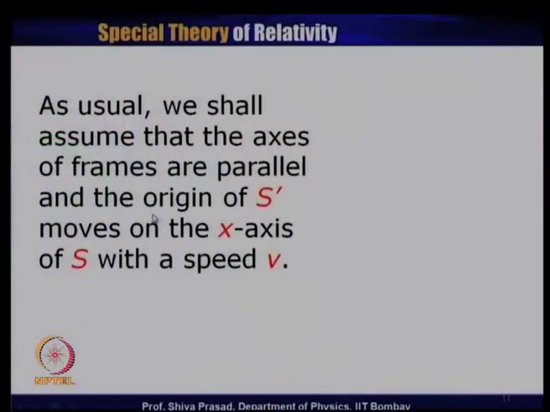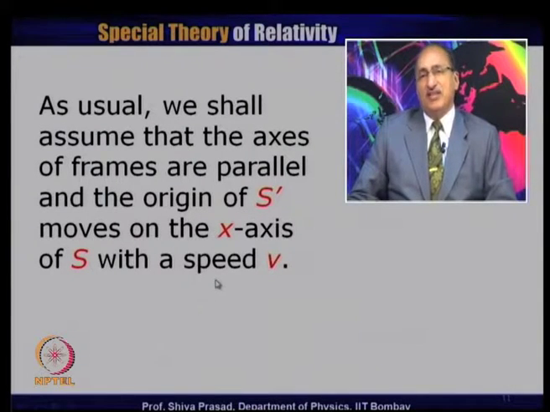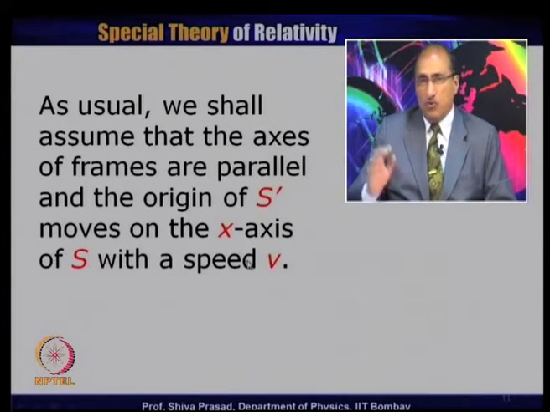As usual, we shall assume that the axes of the frames are parallel and the origin of S prime moves on the x axis of S with speed v. The relative speed between the frames, we have always reserved the symbol v. So, this is still the same symbol I am using.